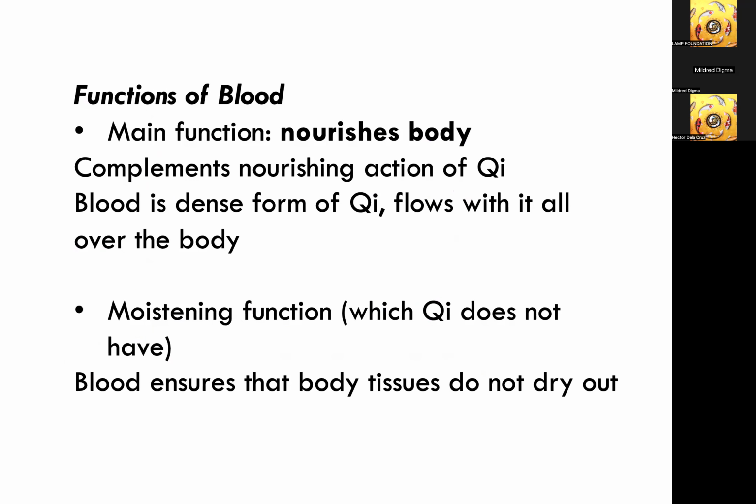O, function of blood. Yung main function po niya, siya yung nagdonori sa ating katawan. Complements nourishing action of qi. Blood is dense form of qi. Flows with it all over the body. So, siya din po yung moistening function, which qi does not have. Blood ensures that body tissues do not dry out. Yan. Kaya kung kulang tayo sa blood, siya yun yung nagda-dry out yung mga part ng katawan natin.